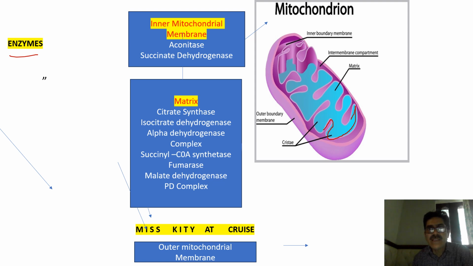Now in the inner mitochondrial membrane, we find two important enzymes, aconitase and succinate dehydrogenase. Most of the enzymes involved in the TCA cycle are located within the matrix. That is citrate synthase, isocitrate dehydrogenase, alpha ketoglutarate dehydrogenase complex, succinyl coenzyme A synthetase, fumarase, malate dehydrogenase, and the PDH complex.